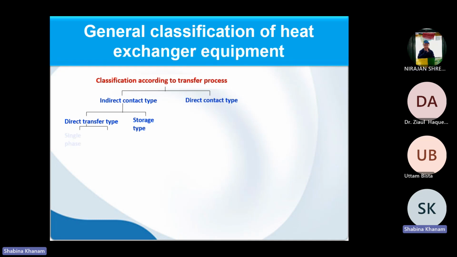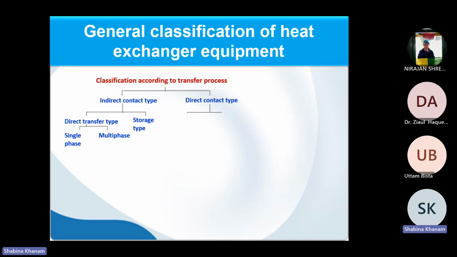But let's classify direct transfer type. There I am having two things: single phase as well as multi-phase. Single phase, you understand, is when I am having sensible heat transfer, and multi-phase is when I'm having a change in phase. Single phase means if I'm considering water, it will remain water. But in multi-phase, water will convert into steam, or if I'm having steam, it will condense and I'll have liquid water. So that could be single phase as well as multi-phase.